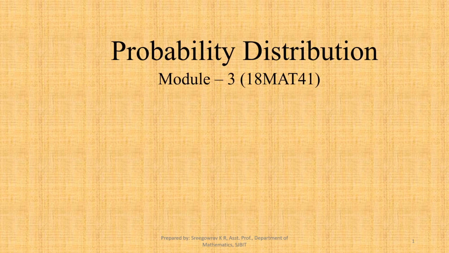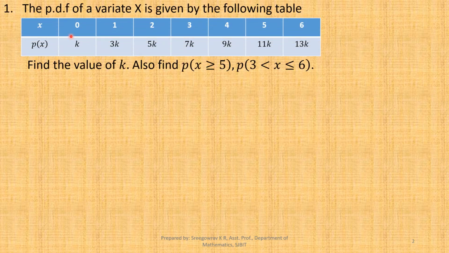Hello students, in the second video of probability distributions, we are going to discuss the topic problems on random variables. The first question is given like this. The PDF of a variate x is given in the following table. They are asking us to find the value of k and the probability of x greater than or equal to 5 and between 3 to 6.